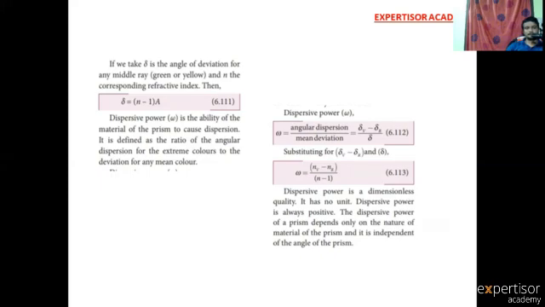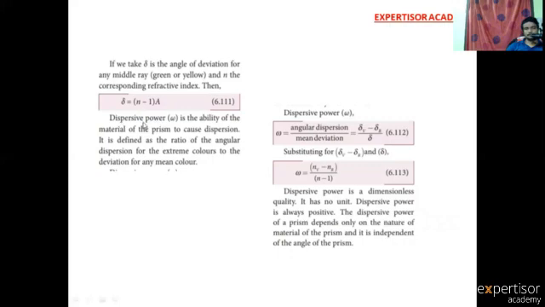From the refractive index of the prism, n is equal to sin of (A plus D) by 2 over sin of A by 2. Here D means delta. After solving that relation, we get delta, the deviation angle, equal to (n minus 1) into A.